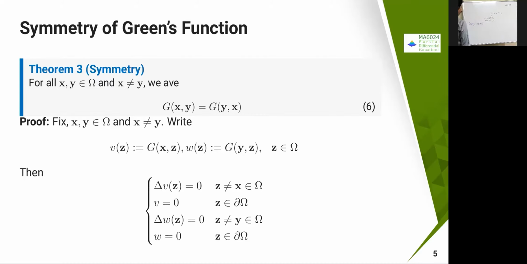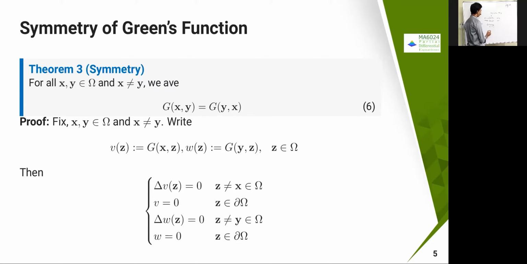Now suppose I allow z to tend to y in one and z to tend to x in the other. In that case, what I need to prove is that v of y equals w of x. If I prove that, then I am done. So this is G of x, z, and it is going to satisfy this relation: del v of z equal to 0, and then v is equal to 0 on the boundary.